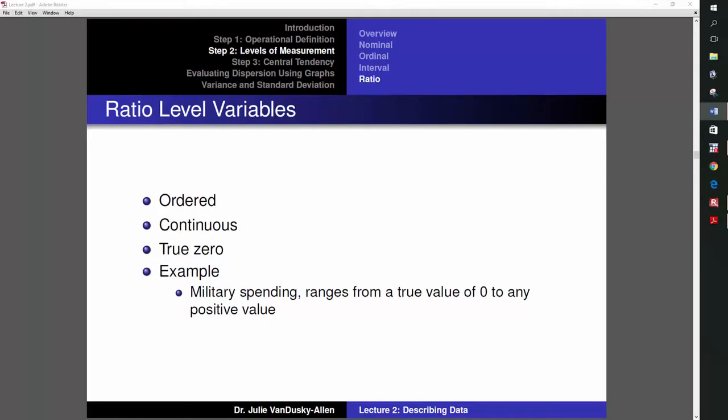Ratio level variables have order, the spaces between values are fixed, and they have a true zero. An example could be military spending. It could range from a value of $0 to any positive value. Note that ratio level variables give us the most information about our subjects. In this example, we know exactly how much a country is spending on its military.